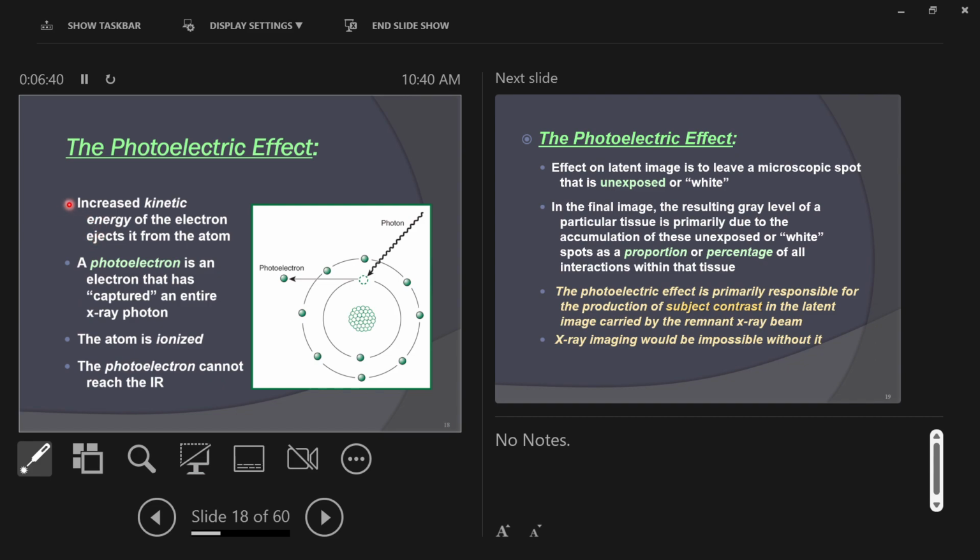This happens because the X-ray photon carries potential energy. That energy is deposited into the electron, giving the electron kinetic energy, and ejecting it. The word photoelectron means an electron which has captured a photon and is now traveling fast. Because the atom in question has lost an electron, we say the atom has been ionized.